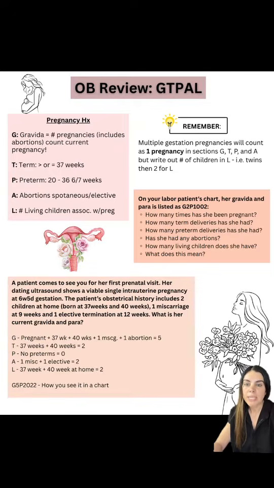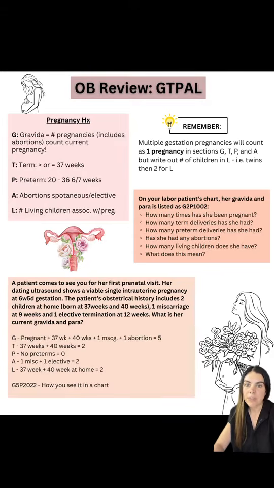Preterm, that's going to be any pregnancies that are between 20 and 36 and 6/7 weeks. That 6/7 weeks just means 6 out of 7 days for that 36th week. The A stands for any abortions, spontaneous or elective, and L is the number of living children associated with pregnancy.